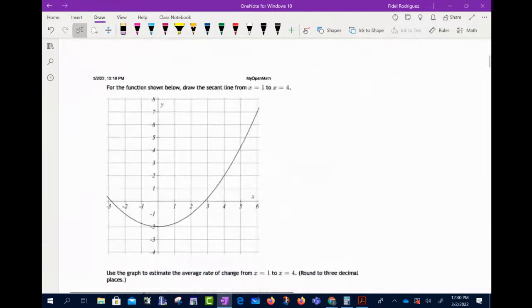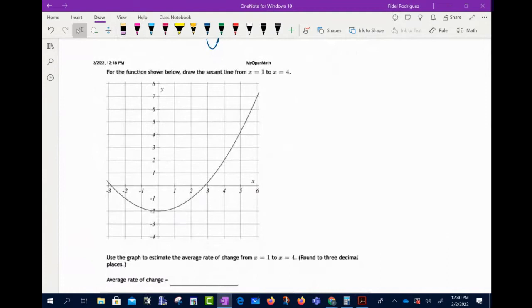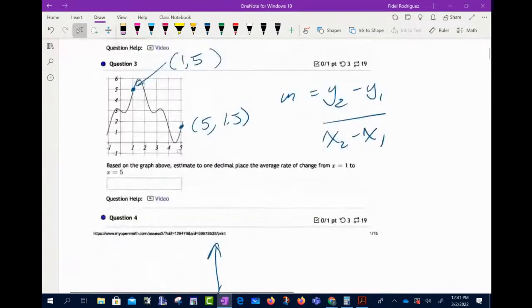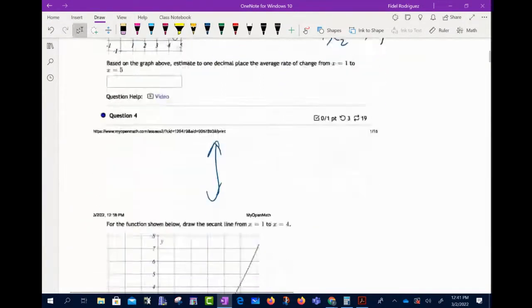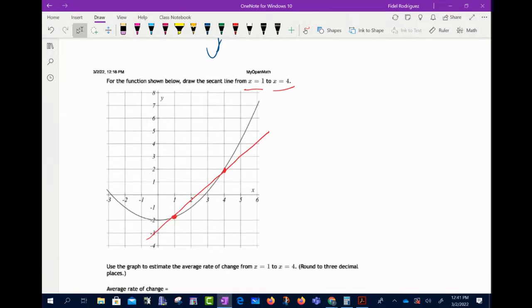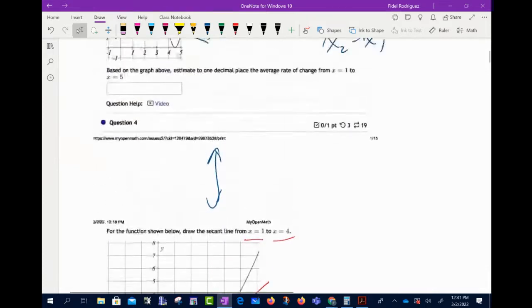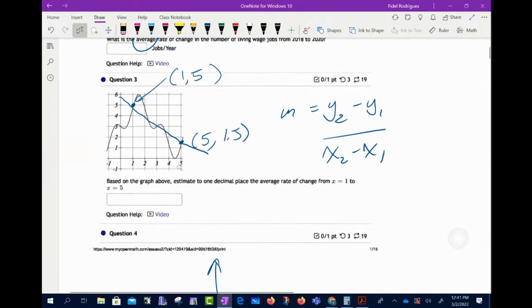Good question. Look, y'all, I don't know why I printed it out with these gaps between here and here, but look at question number 4. For the function shown below, draw the secant line. Isn't that what we did in number 3? Weren't we really finding the slope of the secant line in number 3? So when I look at number 4, we're doing exactly the same thing, right? From x equals 1 to x equals 4, this point here and that point there. Would the rate of change in this one be positive or negative? Positive, because the line's going up, right? And in question number 3, would the average rate of change have been positive or negative? Negative, because the line was going down, right?